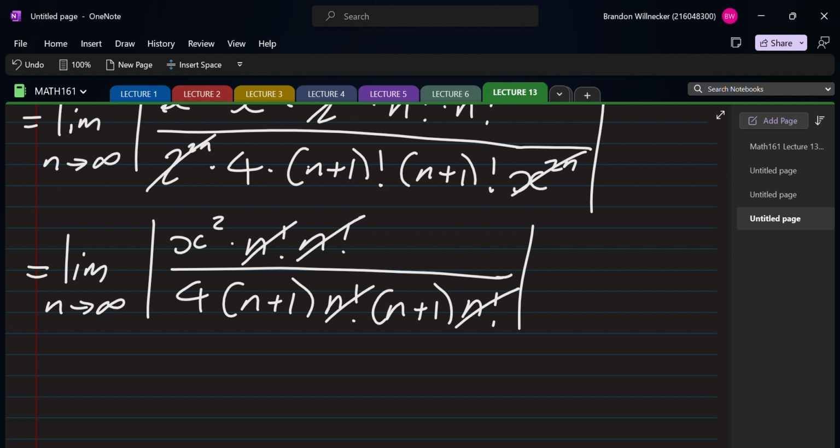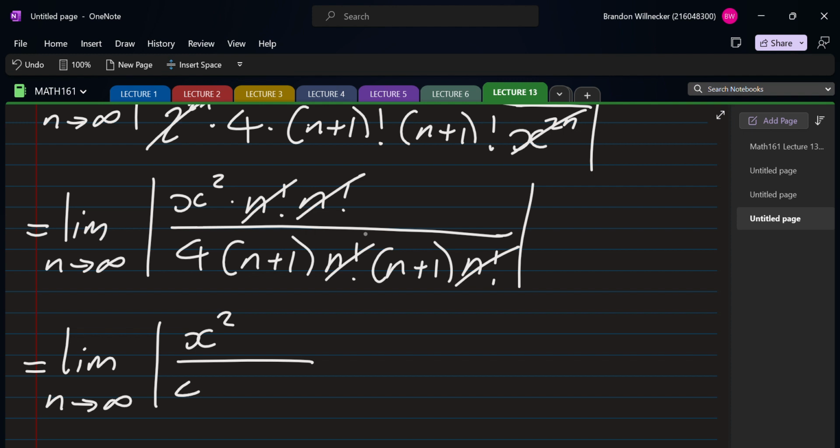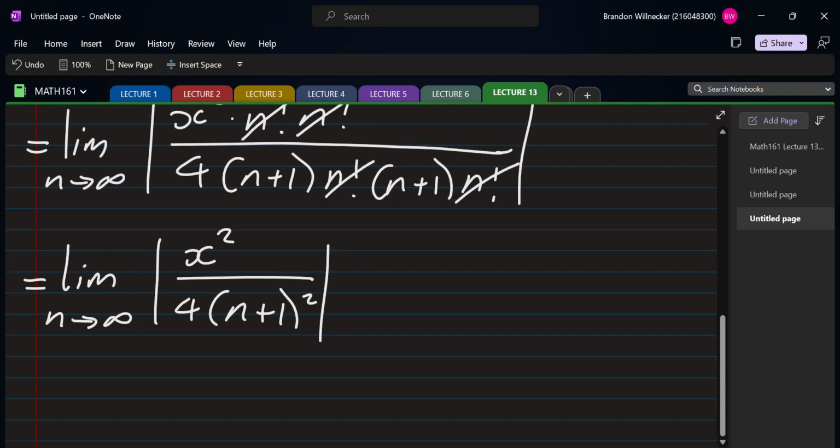Okay, any questions on that step? Everyone good with that? Okay, now we've got n plus 1 and another n plus 1. I'm going to write that as n plus 1 squared. So this will be the limit, n goes to infinity, x squared over 4, n plus 1 squared. Okay, so it looks a lot better than what we started with.